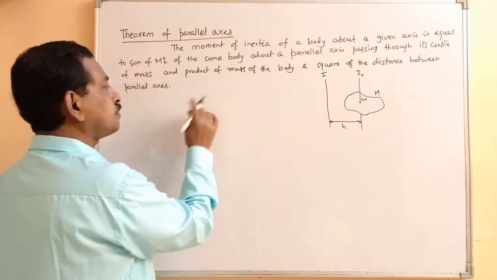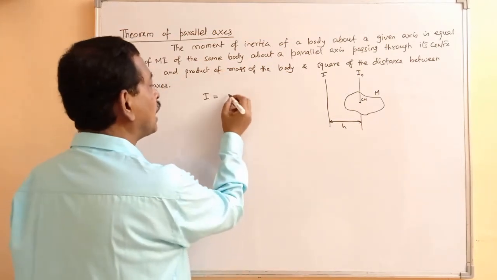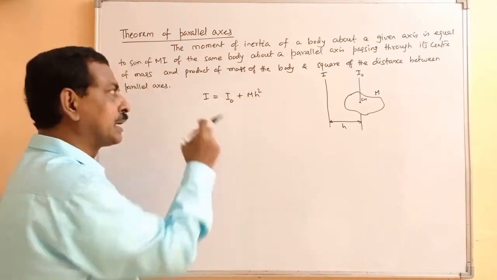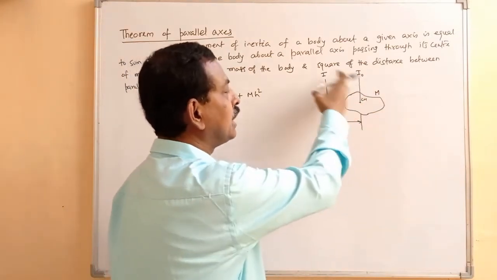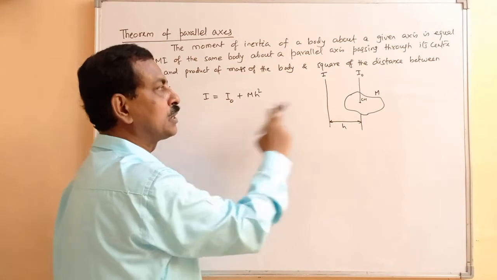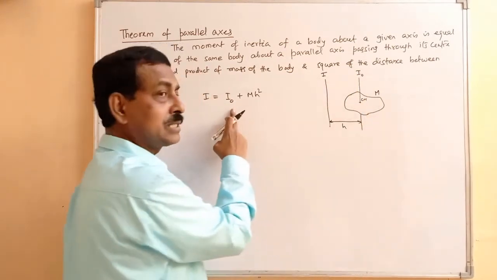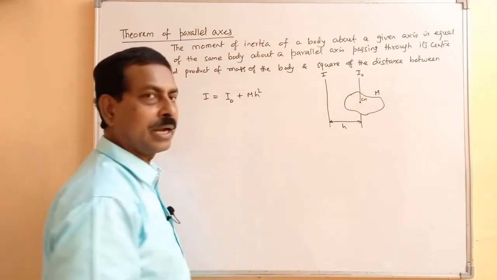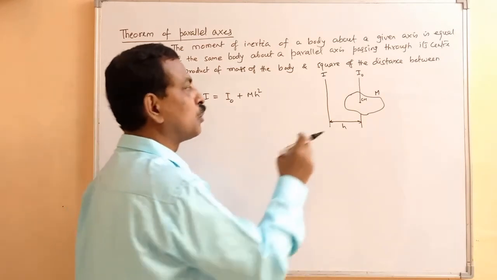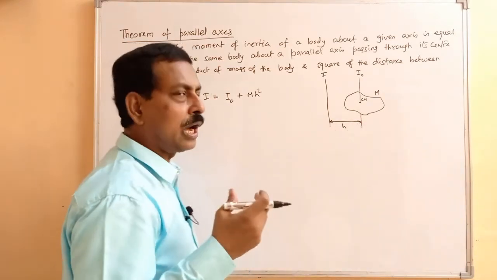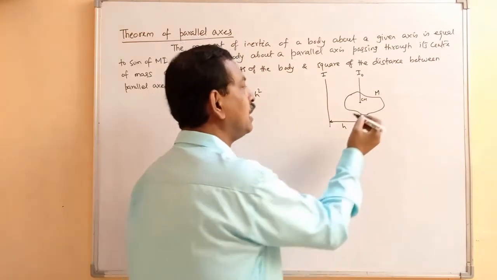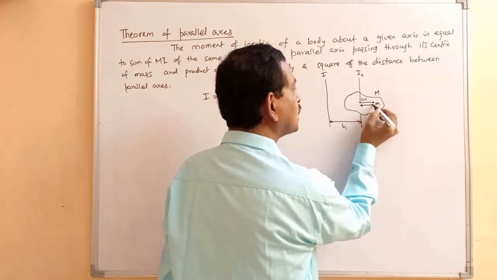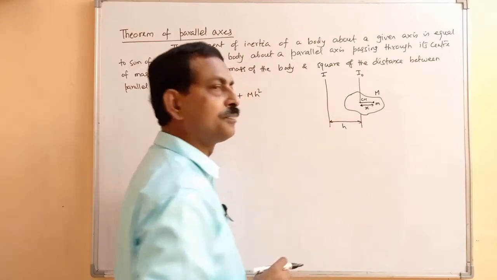So we get mathematical expression for the theorem of parallel axis as I equals to I naught plus mh square. Again, I is the moment of inertia of the given body about a particular axis. I naught is moment of inertia of the body about a parallel axis and passing through its center of mass, and h is the distance between the parallel axes. So this is suppose the mathematical expression, and let's see how we get that one. For that, let's assume that we have a point mass, a small m, at a distance x from the center of mass of the body.